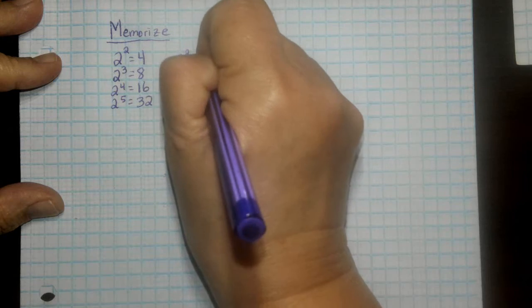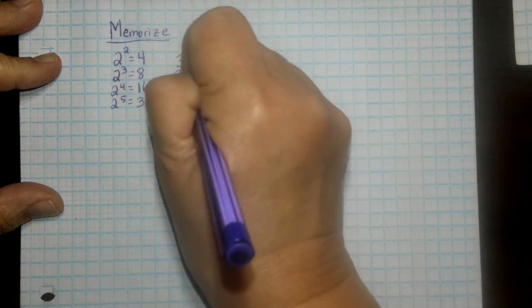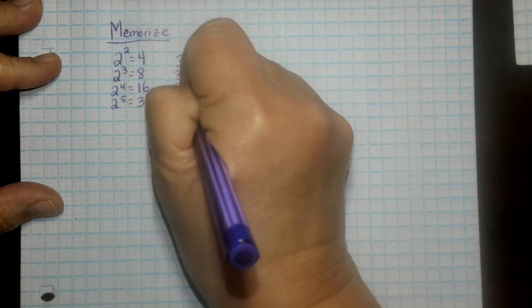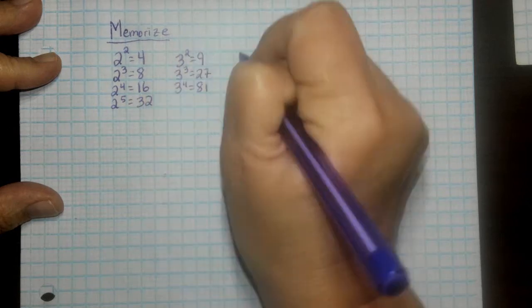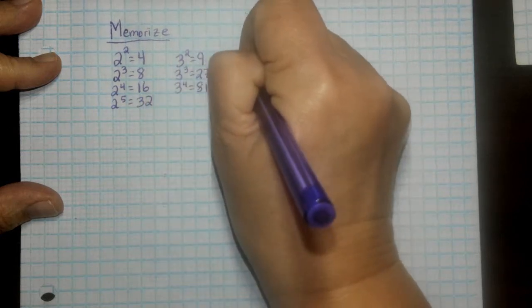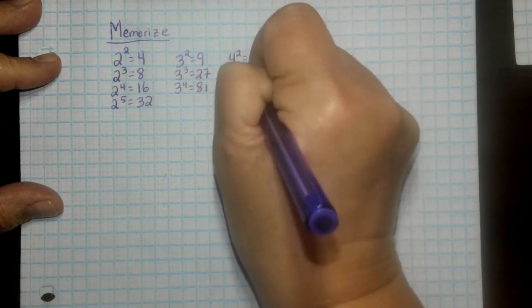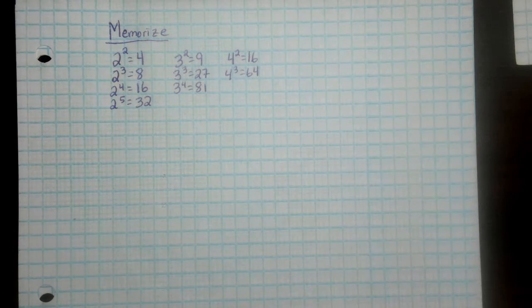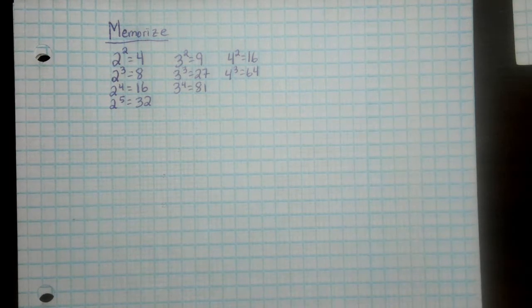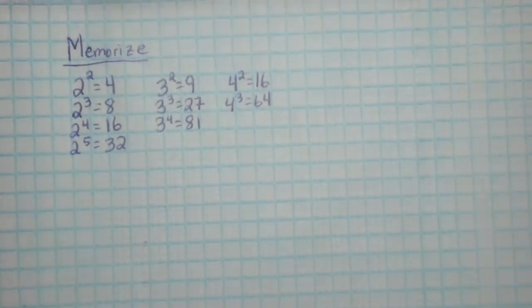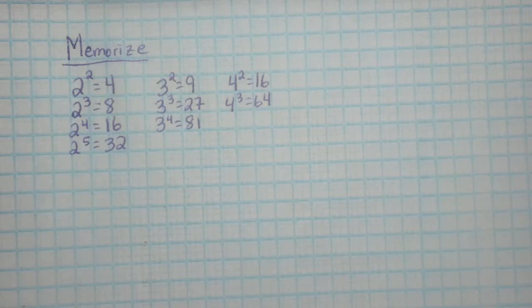3 squared, 9. 3 cubed, 27. 3 to the 4th, 81. 4 squared, 16. 4 cubed, 64. All right. So if you would commit those to memory, that will help you out a lot in our work on exponents.